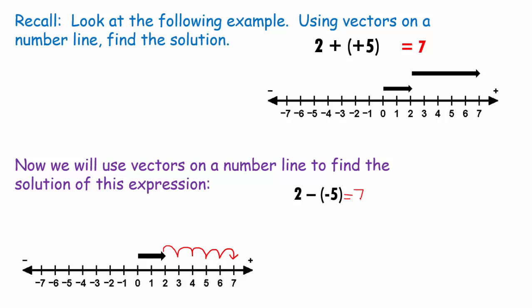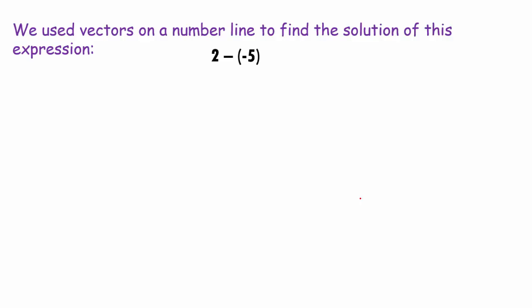So 2 plus 5, because when we add a positive, we move to the right. Guess what? When we subtract a negative, we also must move to the right. So therefore that answer will also be 7. And that's the connection we're going to be looking for tonight. All right, we used vectors on a number line to find the solution to that expression.